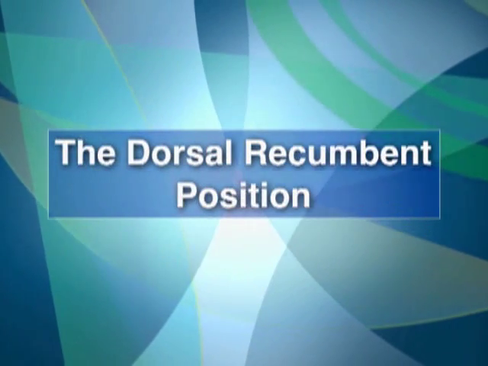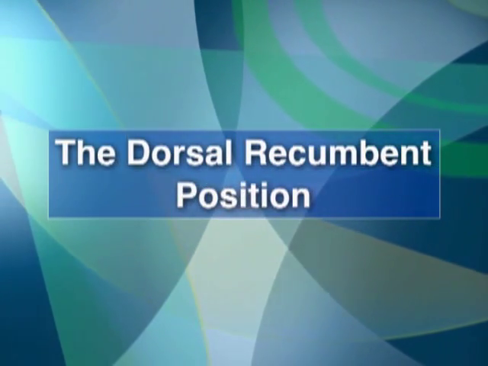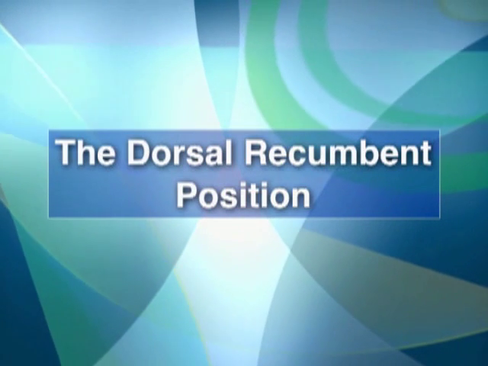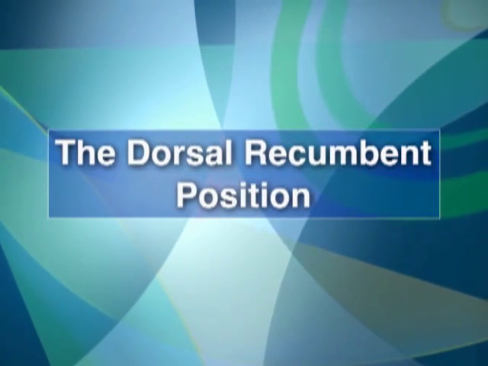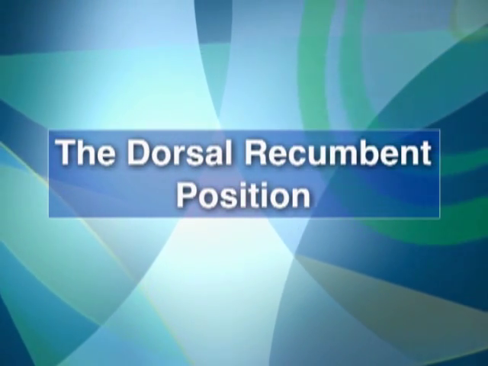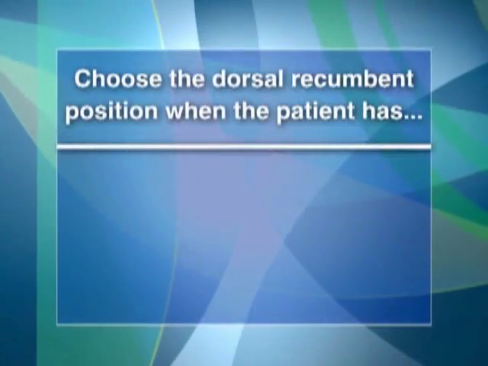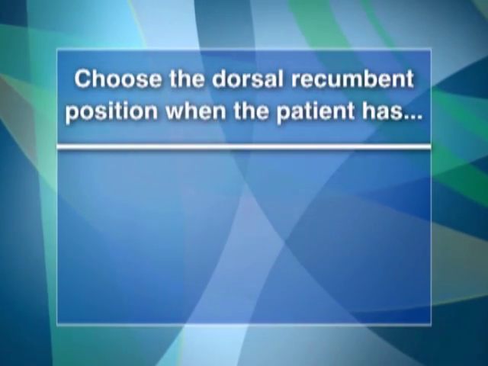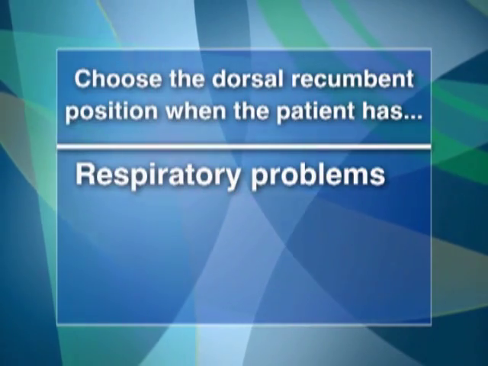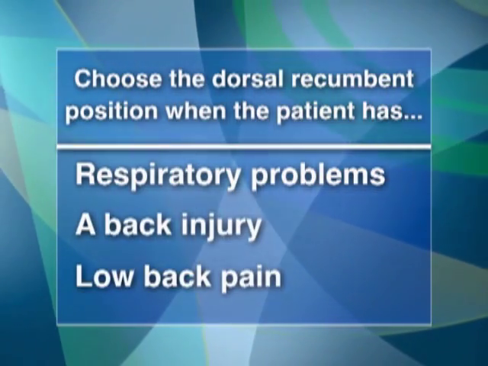The dorsal recumbent position is used for vaginal and rectal examinations and for the insertion of a urinary catheter. Sometimes the dorsal recumbent position is chosen when the supine position is not comfortable for a patient with respiratory problems, a back injury, or low back pain.